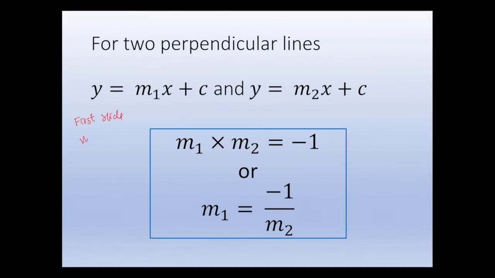So you can see that on the first slide, m1 is 2, m2 is minus half. So therefore, 2 times minus half equals minus 1. Or you can see that m1, 2, is minus 1 over m2. So that's it. This is really important for you to know.